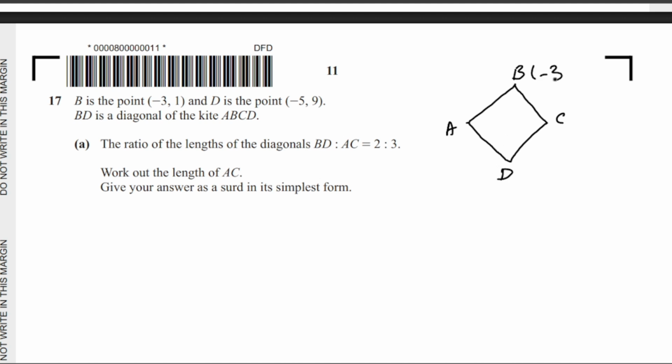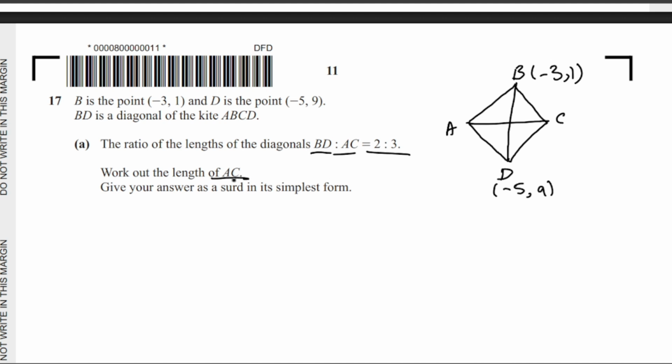Alright, coordinates of B would be negative 3, 1. Coordinates of D would be negative 5, 9. If they're the other way around, just ignore that. It's just a diagram. It's going to work both ways. This is the diagonal BD, that's AC. The ratio of the lengths of the diagonals BD and AC is 2:3. Work out the length of AC.